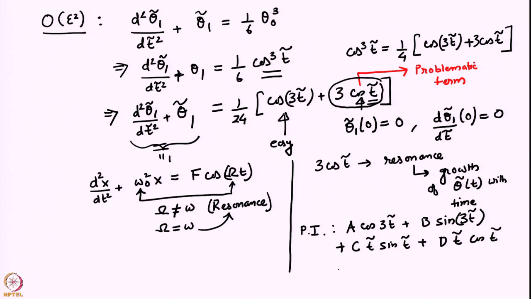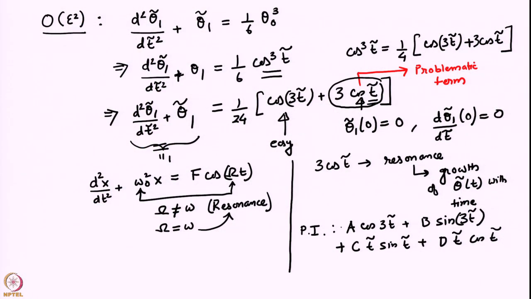Now, our task is to substitute this into the equation, and because cos 3t̃, sin 3t̃, sin t̃, t sin t̃ and t cos t̃ are all independent terms, we will have to equate the coefficients of each term to 0. If we substitute it, carry out the algebra.